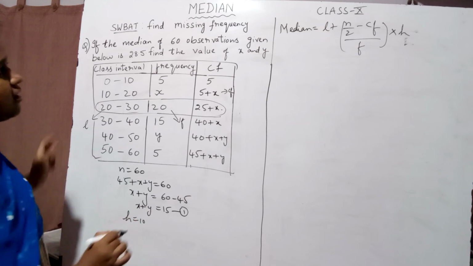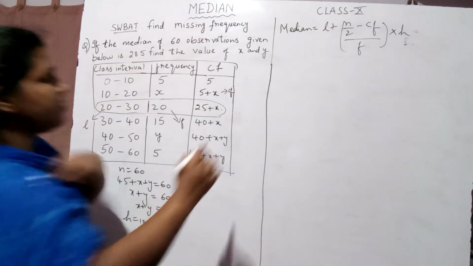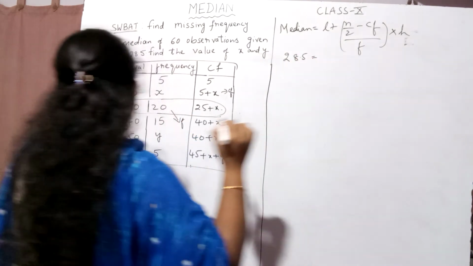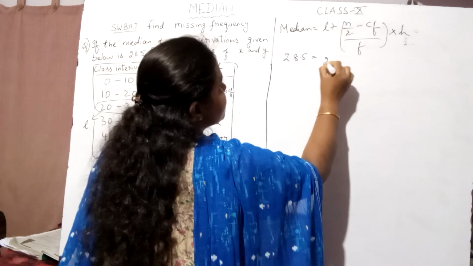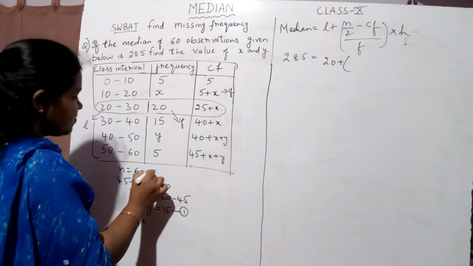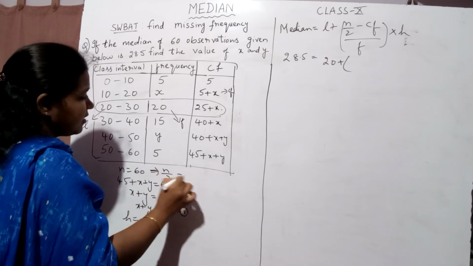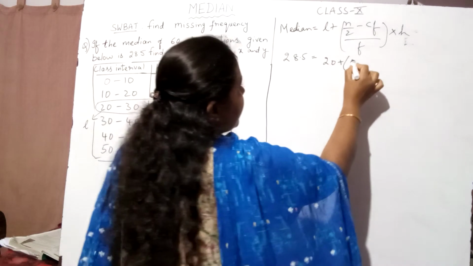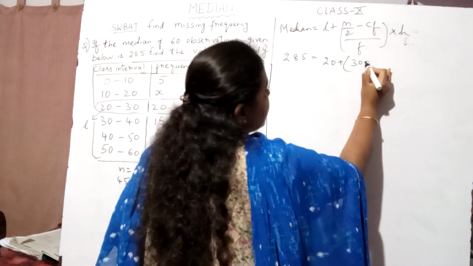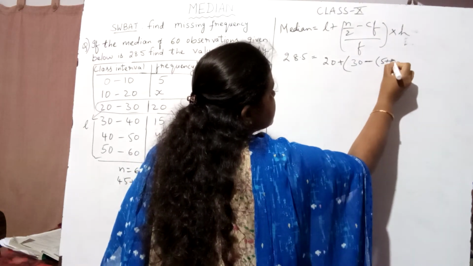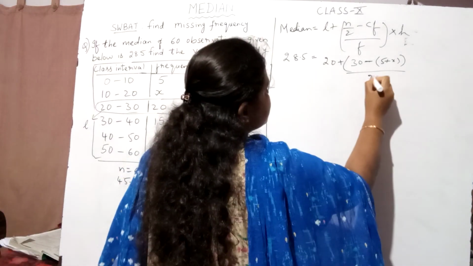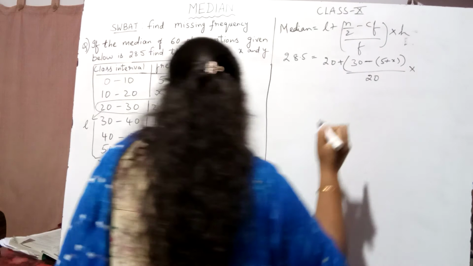Substitute all the values here. Already given the median is 28.5. So here you write 28.5 is equal to L plus, L is 20, 20 plus N by 2. How much is N? N is given as 60, which implies N by 2 is equal to 30. So write it as 30 minus CF. What is CF? CF is 5 plus x. So write this in bracket, don't get confused. (5 plus x) by F, F is 20 here, into H. H is, we got it as 10.